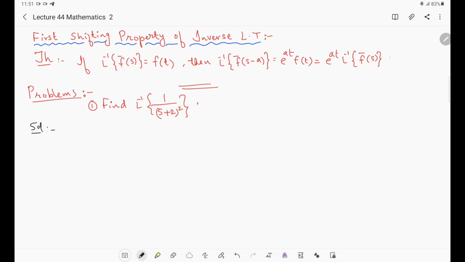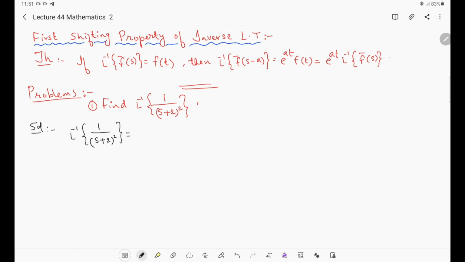How we have to use the first shifting property for solving this kind of problem. See, it is in the form of a function of the variable s minus a. Here s plus 2 is there, so in place of a I have minus 2. So I will get e power minus 2t into Laplace inverse of f bar of s. See, s minus a will become s. The same thing I will apply here. So it will be the Laplace inverse transform of 1 by (s plus 2) whole square.